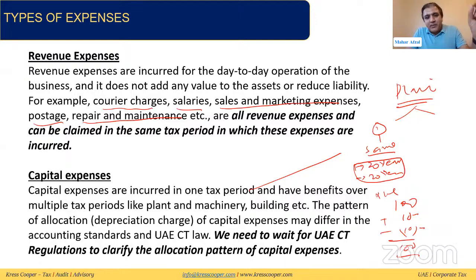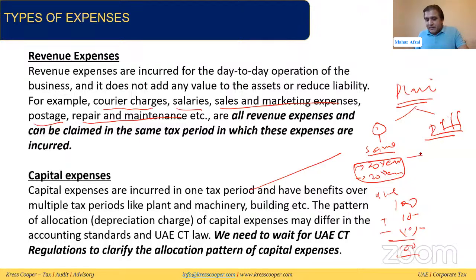This means the pattern of allocation is the same. If the pattern of allocation is the same, then there is no need to add back the accounting depreciation and deduct the tax depreciation, because it will not have any impact on the taxable profits. The second possibility is that the pattern of allocation is different.